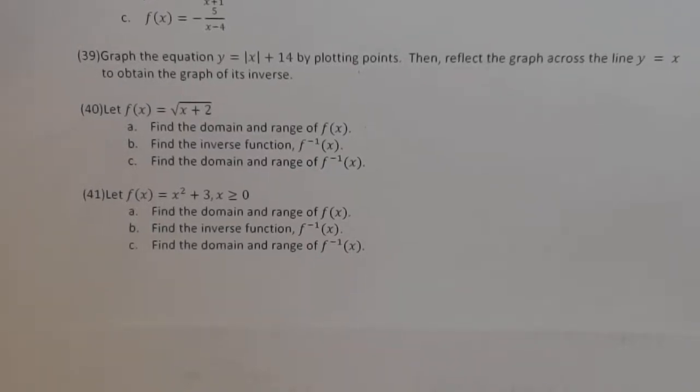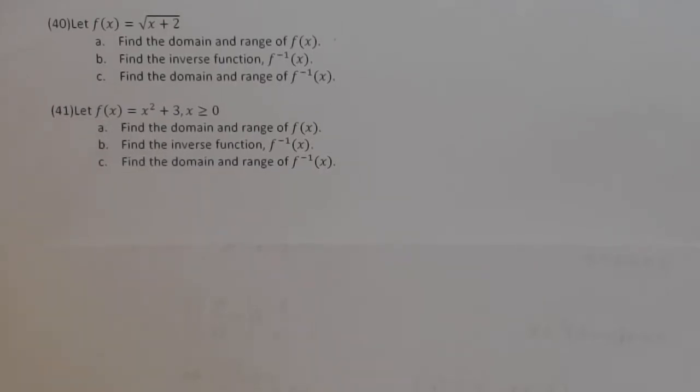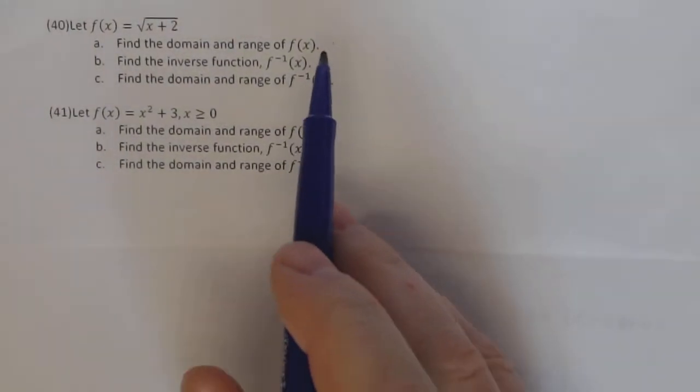All right, let's look at number 40. It says we want to find the domain and range of f of x. So first off, let's find the domain and range of this function. So if you think about f of x equals the square root of x plus 2.